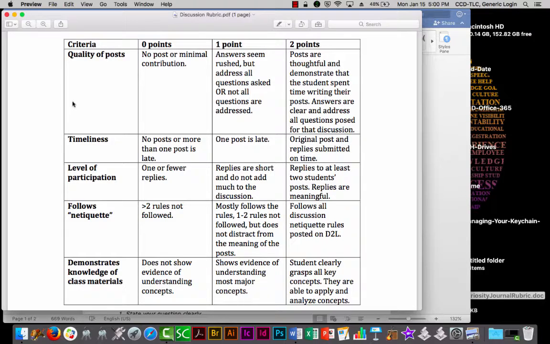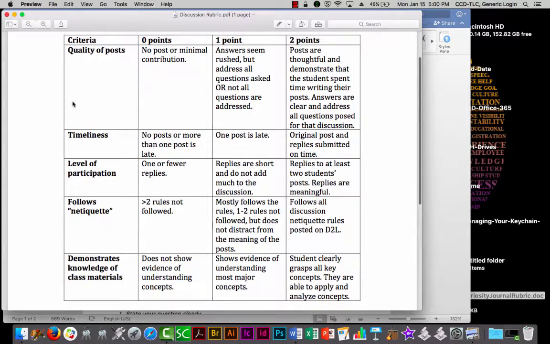Okay, here's the discussion rubric. I'm not going to go over it in too much detail. You can read through this, but generally you're graded on the quality of your posts, timeliness, level of participation, following etiquette, and then demonstrating knowledge of class material. You can see each of those is worth 2 points, so every discussion is worth 10 points for the week. You can go through and see how I grade those, so I suggest you read over this before you participate in our first discussion.